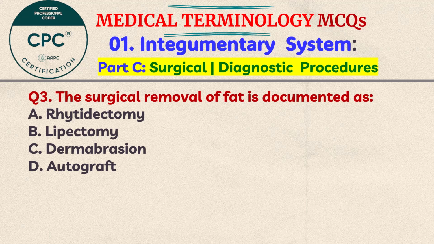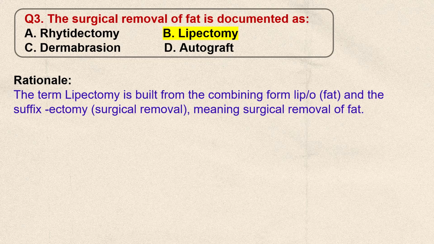Question number 3. The surgical removal of fat is documented as A. Rhytidectomy, B. Lipectomy, C. Dermabrasion, D. Autograft. Think the answer. The correct answer is B. Lipectomy. The term lipectomy is built from a combining form lipo, that is fat, and the suffix ectomy. Ectomy means surgical removal, so meaning the surgical removal of fat.